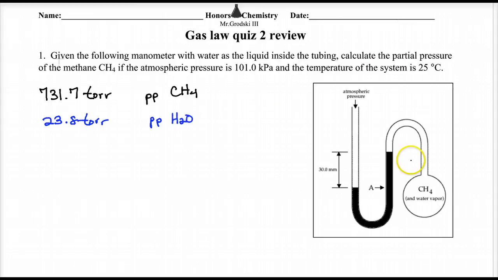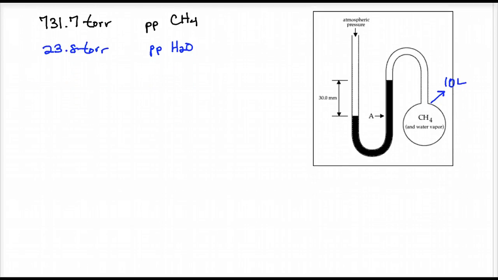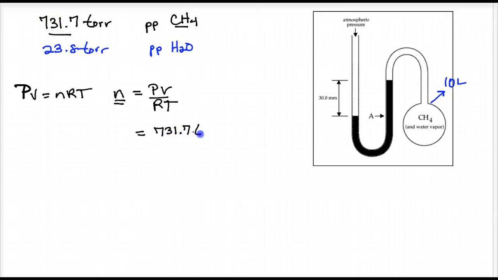Okay, I know that this is 10 liters. So now we're going to rock on and continue this. Let's start with the methane. Put that in black. So PV equals nRT, which means n is equal to PV over RT. I'm going to solve for the moles of methane molecules. So the partial pressure is 731.7 torr.